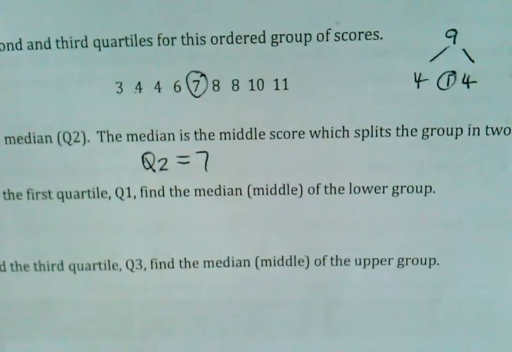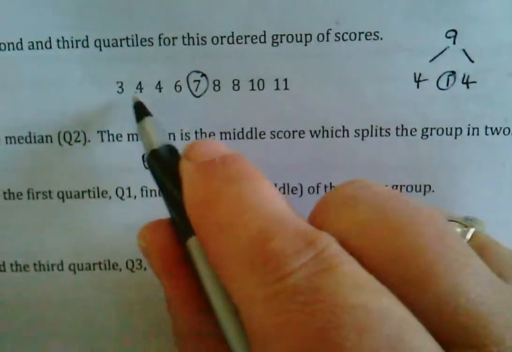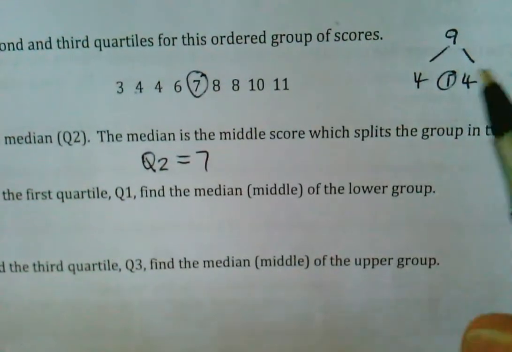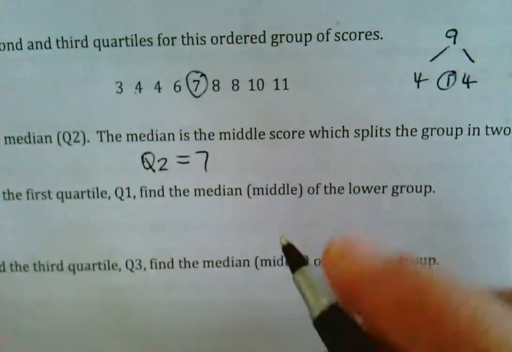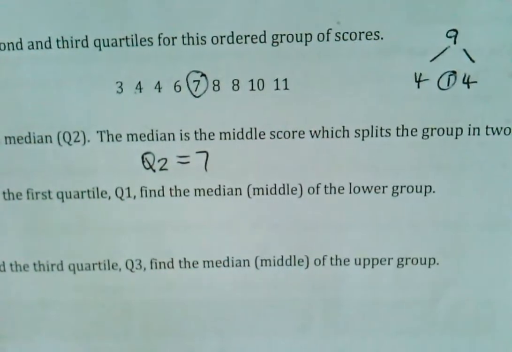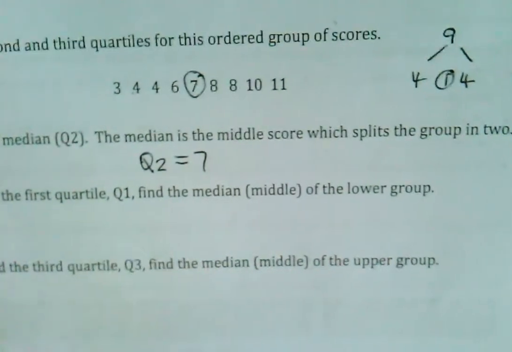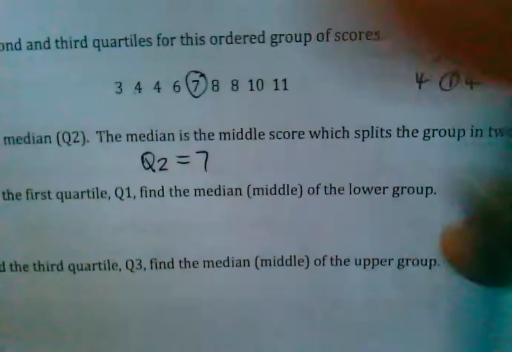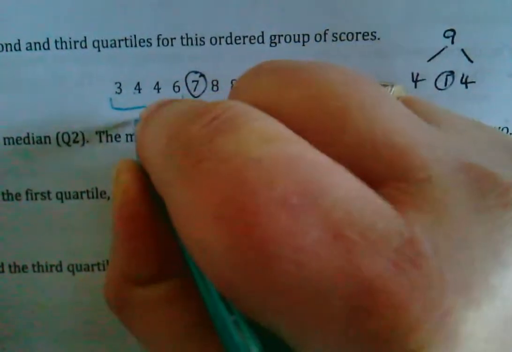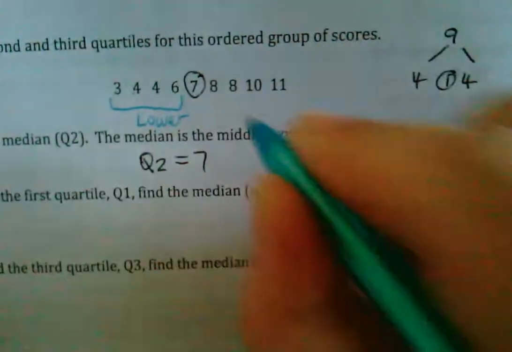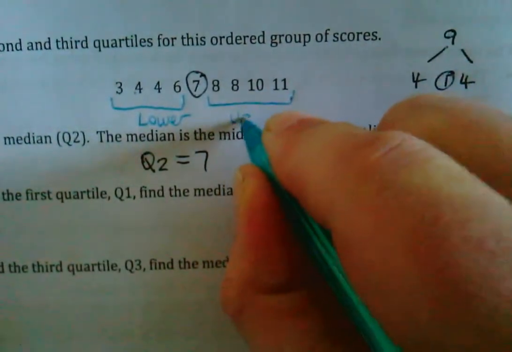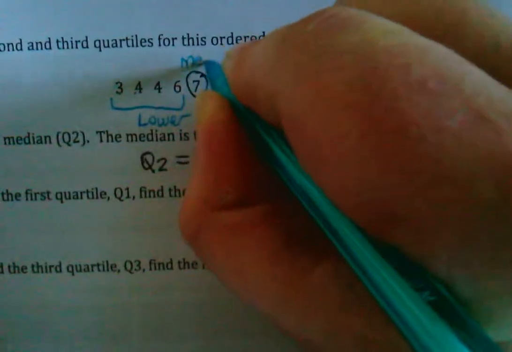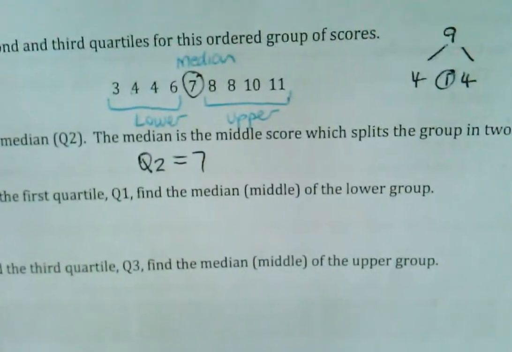Now, this is what I don't do. I don't say my lower group includes the 7. It does not. I take it out. And my upper group also includes the 7? I can't do that. You have to take it out. It doesn't belong to either group. So this is my lower group. It's only got 4 numbers in it. And my upper group only has 4 numbers, and this is my median, and it's not counted in either my lower or upper groups.